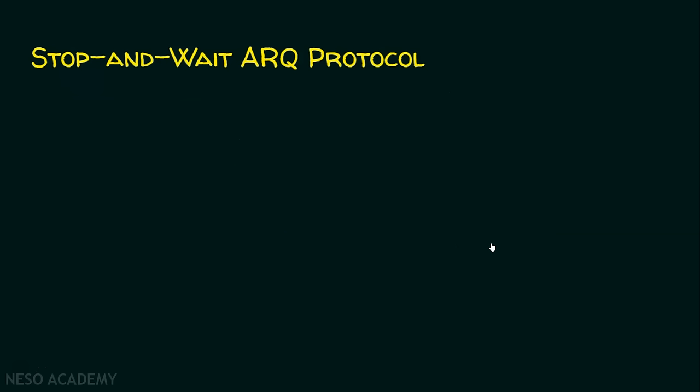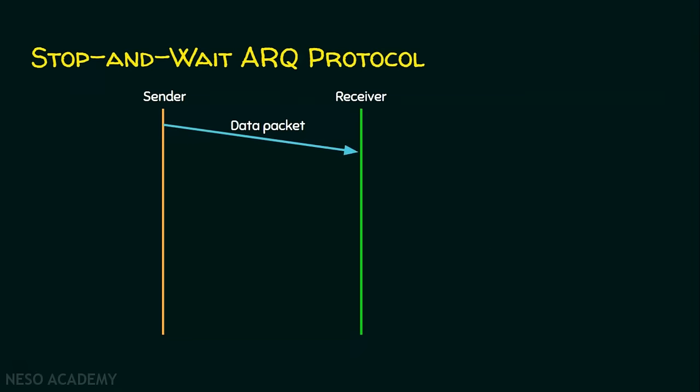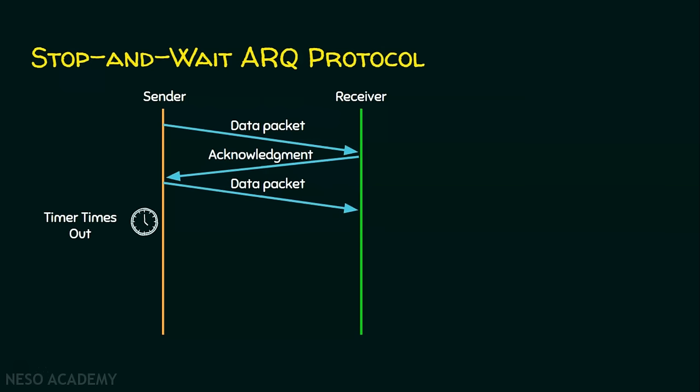Let's see the working of stop and wait protocol briefly. Suppose we have a sender and we have a receiver. If the sender is sending one frame or a data packet, the sender will not send the next data packet or frame before receiving an acknowledgement. If the acknowledgement is received on time, it will send the next data packet. Suppose the acknowledgement is not received on time, the timer of the sender times out and it retransmits the previous data packet or frame and expects an acknowledgement. If the acknowledgement is on time, no problem, it sends the next data packet. Otherwise, the same process is continued.